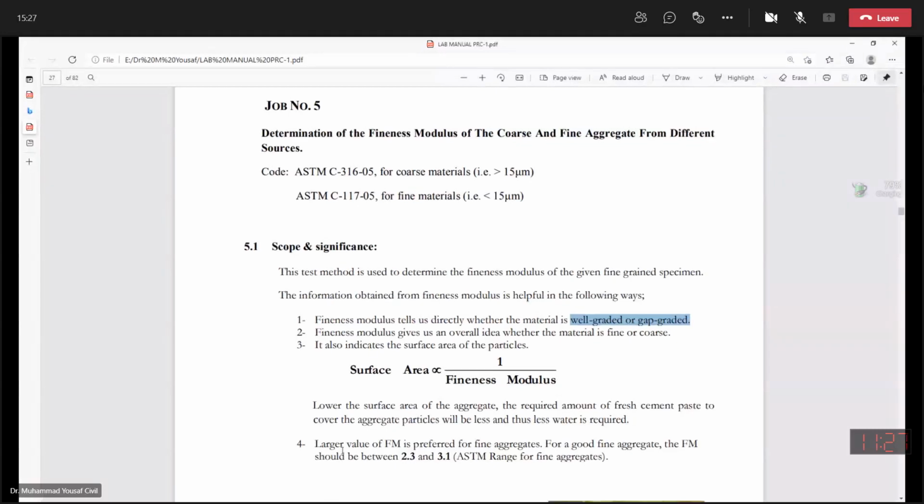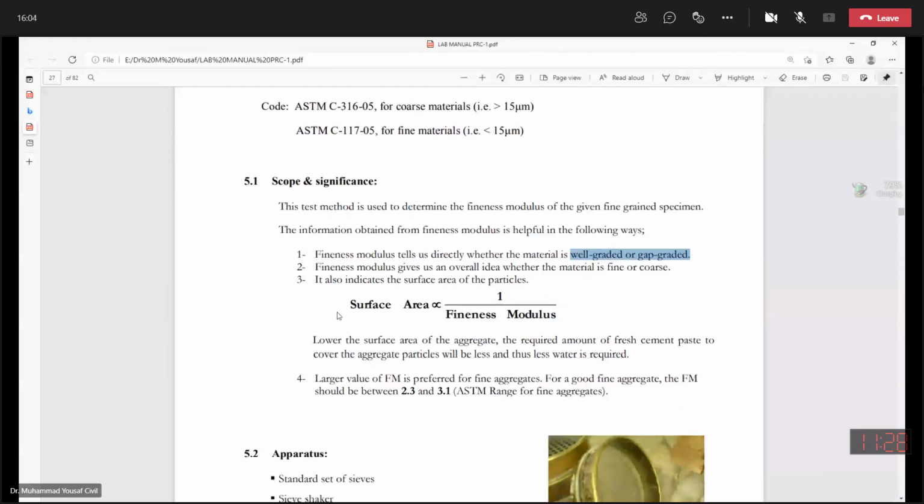So the first outcome after conducting this job is the gradation of the material. And I told you what the gradation of the material is. If you are finding out the proportion of different size particles from the given sample, it is the process of gradation. Secondly, we can have an idea whether the material is fine or coarse.